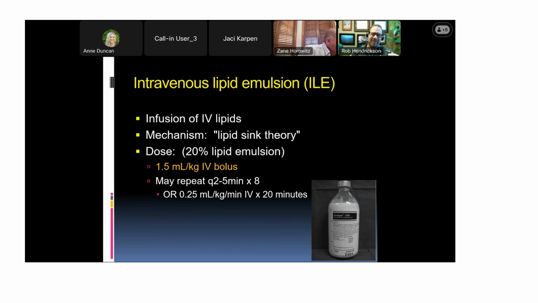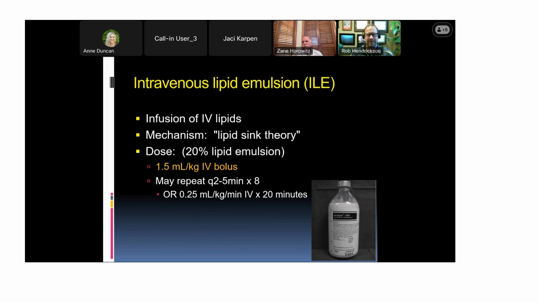So IV lipid emulsion is a bunch of lipids. Nothing really that fancy about it. Most of the time we use Intralipid. Intralipid is a brand, and so generally speaking, we would call it intravenous lipid emulsion.